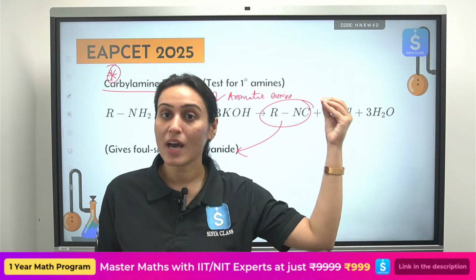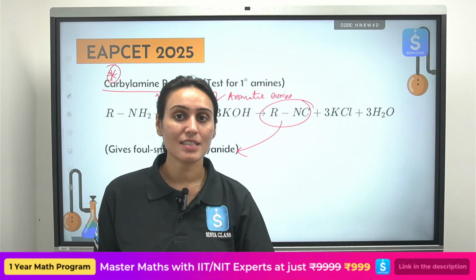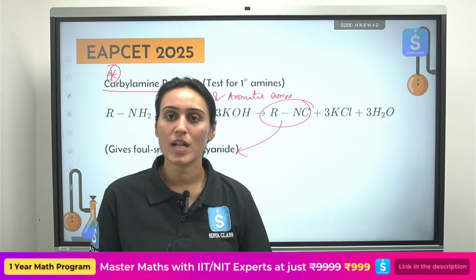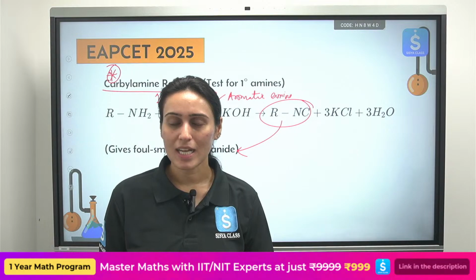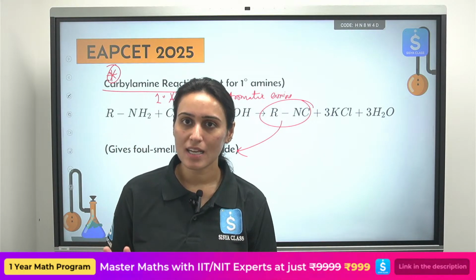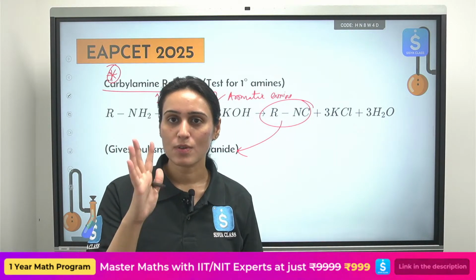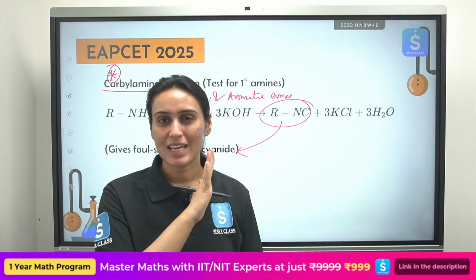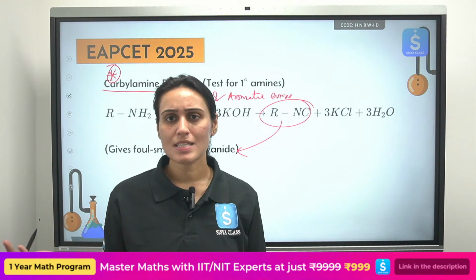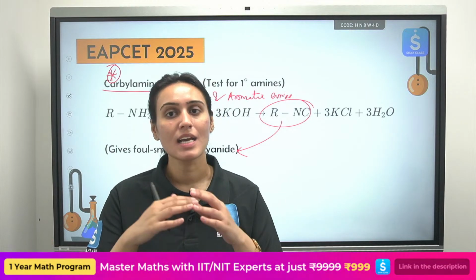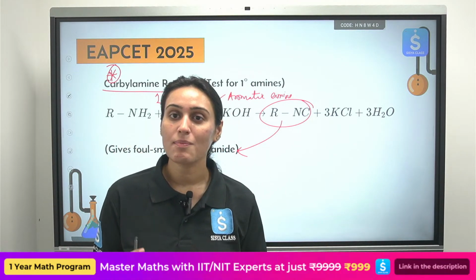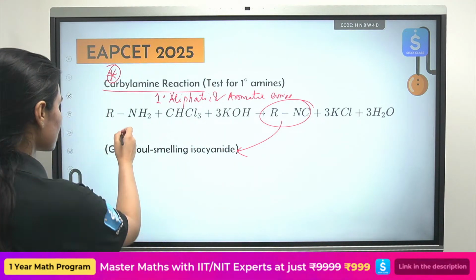For example, Lucas test, in which you have differentiated between primary, secondary, and tertiary alcohol. There you were looking for precipitate because we can easily observe it, right? Here we are looking for a foul smelling compound, isocyanide. So if you can smell that it is pungent, you will say yes, it is your primary amine. Maybe aliphatic or aromatic, we don't know, but it is for sure a primary amine. Okay, so this is what we have written.